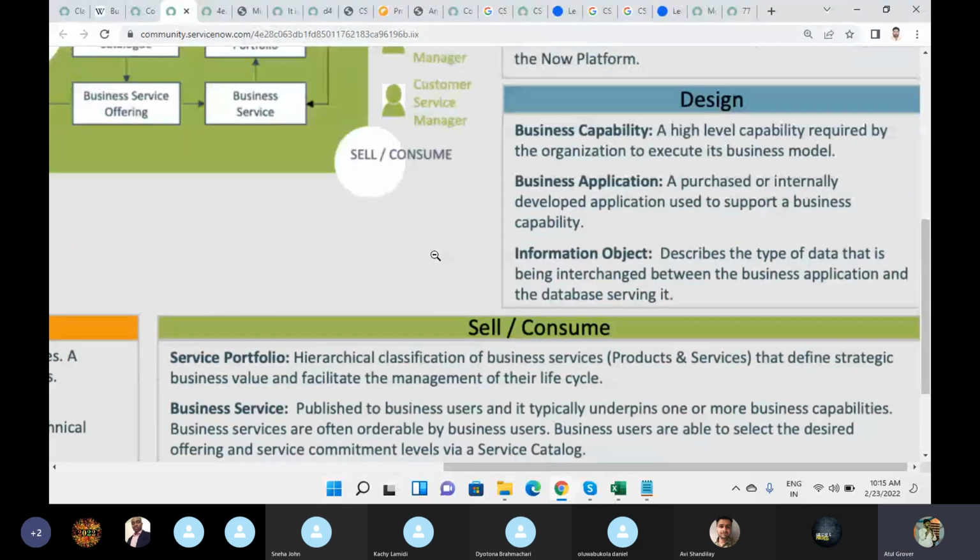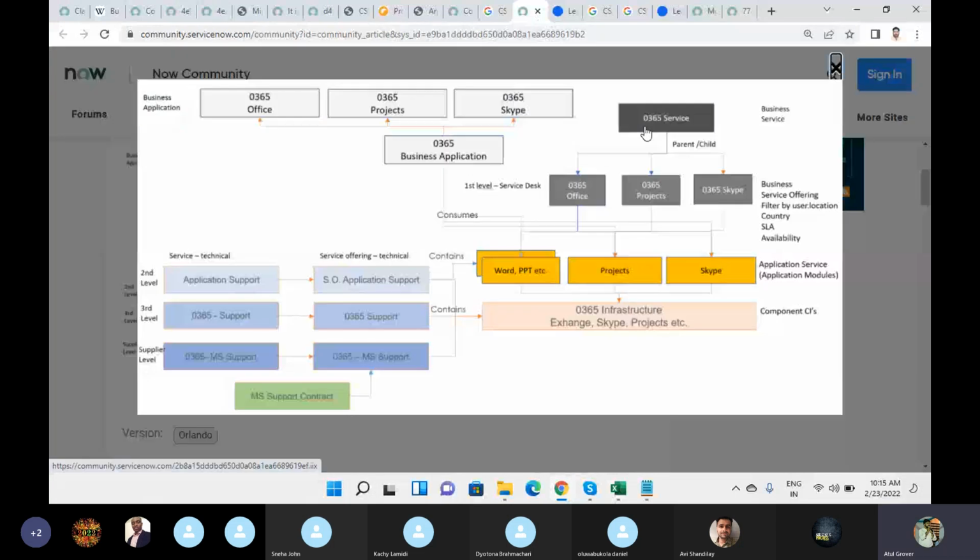So like if anything which a consumer can order is a business service for me. So like if I go here, this one. So Microsoft says that you can purchase Office 365 from me. That is a business service I'm giving to you. This is my business service I'm giving to you. Because you are going to consume Office 365 completely.